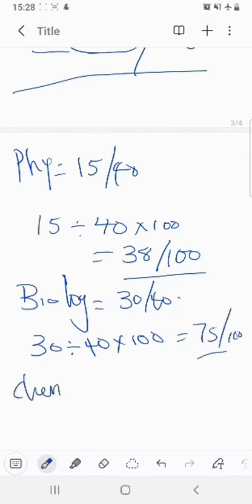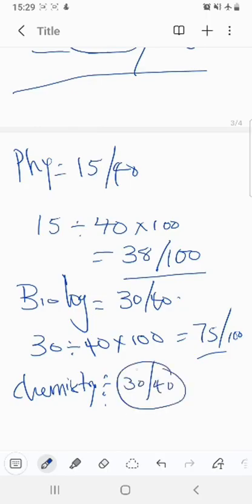Then the last subject, chemistry. In chemistry, you score, let's say, the same 30 over 40. The same calculation here. You score 75 also over 100.